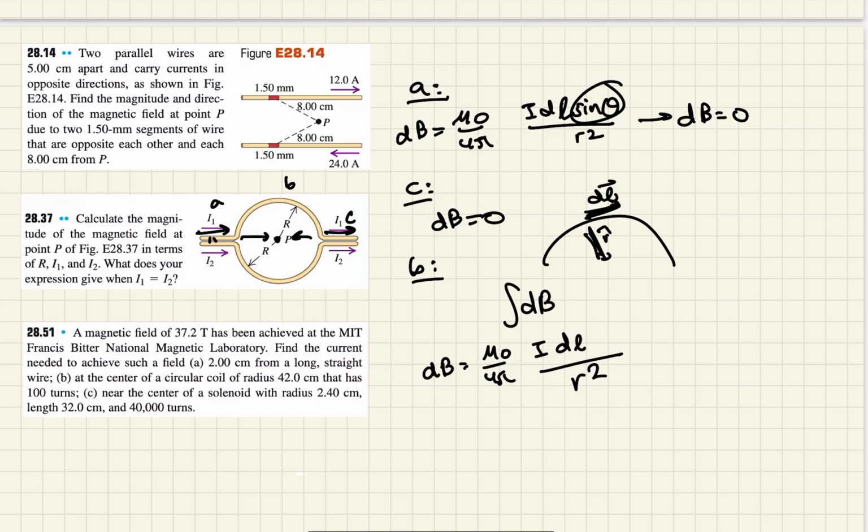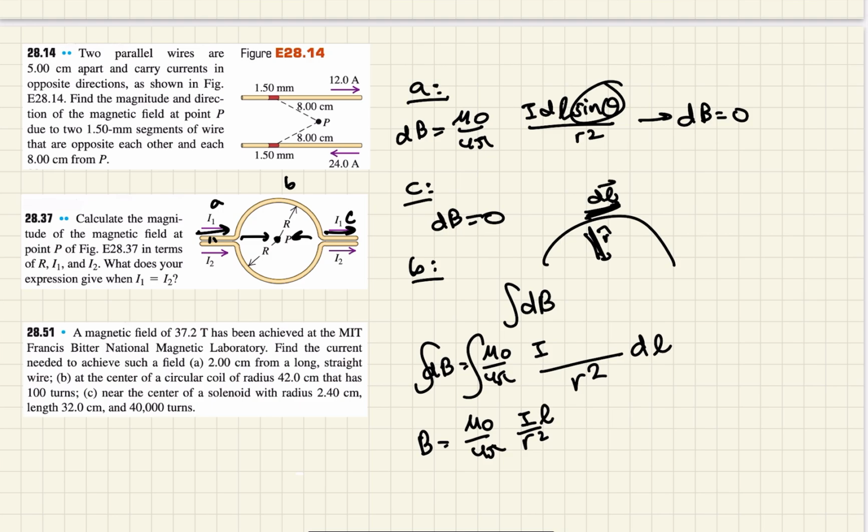Now, what is dl? Well, that is just a thing you can write at the end, because we're going to integrate it at some point. And so we want to integrate it with respect to L. And so now we basically get mu naught over 4 pi times I over r squared times dl. So now if we integrate both sides, we get B, because the integral of dB is just B, is equal to, all of this comes out because they don't have anything to do with L. So it's just mu naught over 4 pi times I over r squared times the integral of dl. Well, the integral of dl is just L, kind of like what we did with the integral of dB. So you multiply by L.